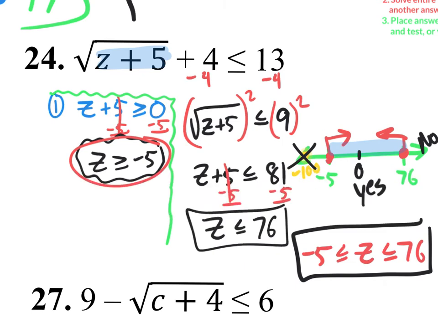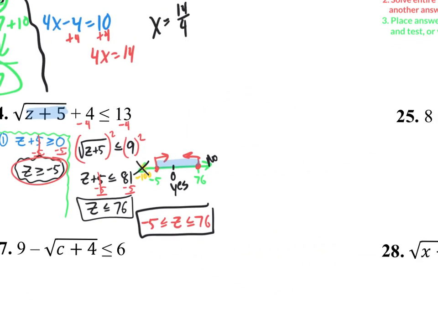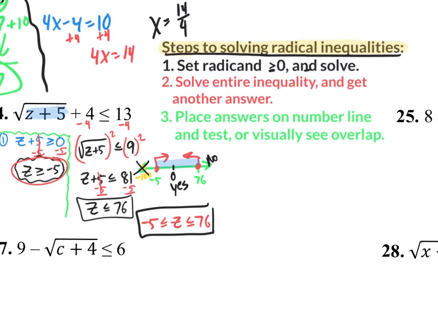All right, so once again, ladies and gentlemen, very important that we understand these steps right here. Step 1, set the radicand to be greater than or equal to 0 and solve. That's one problem in itself. You're going to get an answer for that first step. Step 2, solve the entire inequality and get another answer. Step 3, place answers on a number line and test if you like plugging in numbers. If you don't like plugging in numbers, you could visually see where your overlap will be by graphing your inequality. The overlap piece will be your answer.